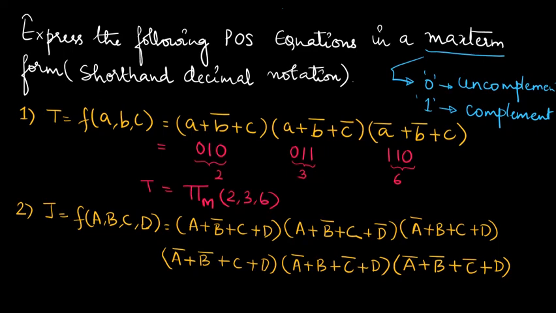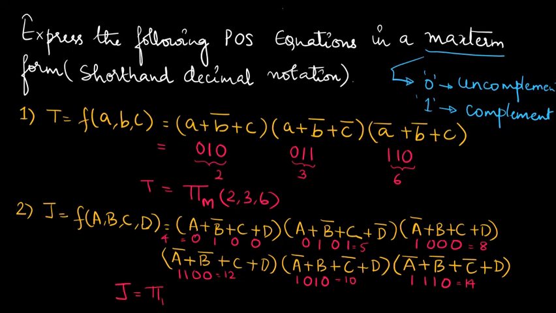This is equivalent to 0100, 0101, 1000, 1100, 1010 and 1110. In decimal, this will be equivalent to 4, 5, 8, 12, 10 and 14. So finally, the expression J can be written in terms of shorthand decimal notation as pi M 4, 5, 8, 10, 12, 14.